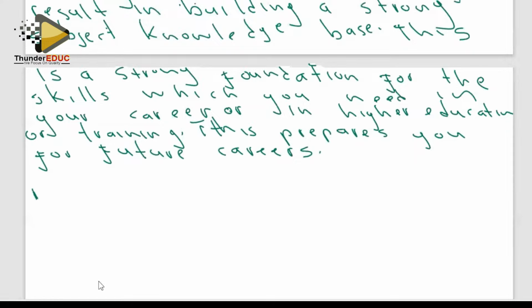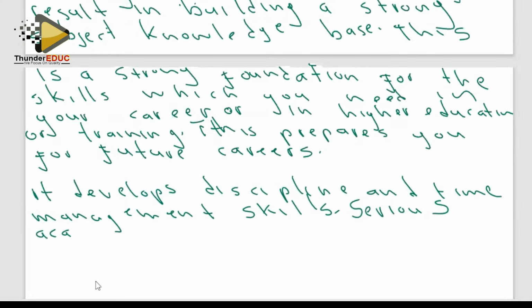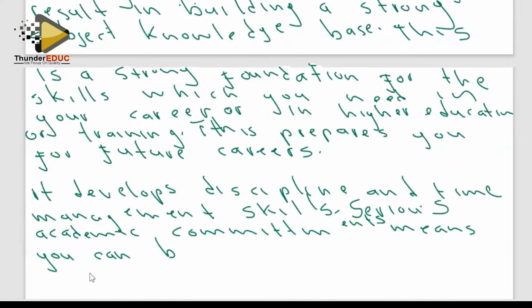Then secondly, it develops discipline and time management skills. Serious academic commitments mean you can balance your priorities well.